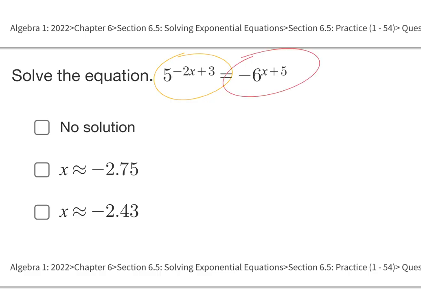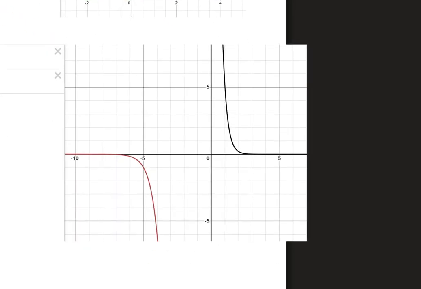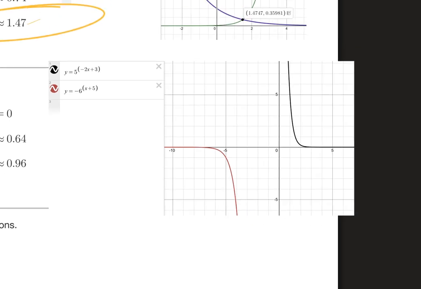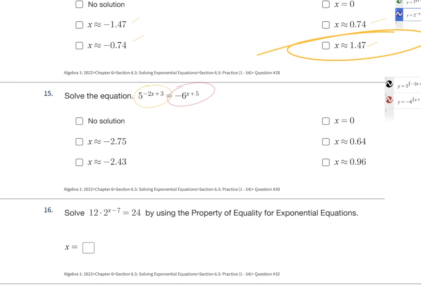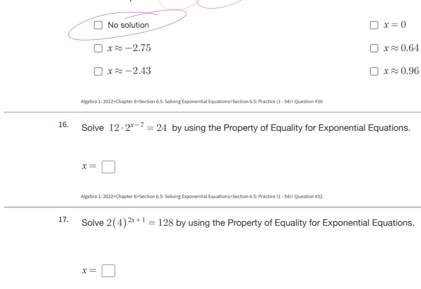I'll be right back. All right, we're back, and this is no solution. These guys don't cross. The red one, as you can see, just goes whoop, like that, and the black one just goes like that. So this is no solution. Okay, so I think that's the last one like that, and after that, now we're actually going to be doing some for real solving. It's just they start to get a little bit hairier, right?